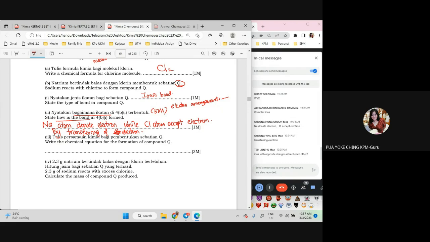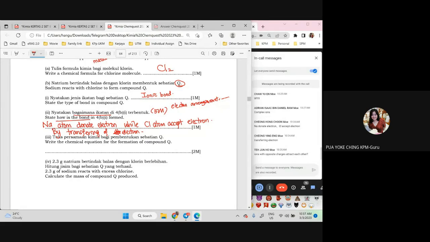Okay, terangkan apa itu ionic bond dalam sebatian NaCl. Apa itu ionic bond? So, ionic bond is the electrostatic forces of attraction between the oppositely charged ions. That one is what is the bond, and this one is how. So, kena tengok betul-betul.